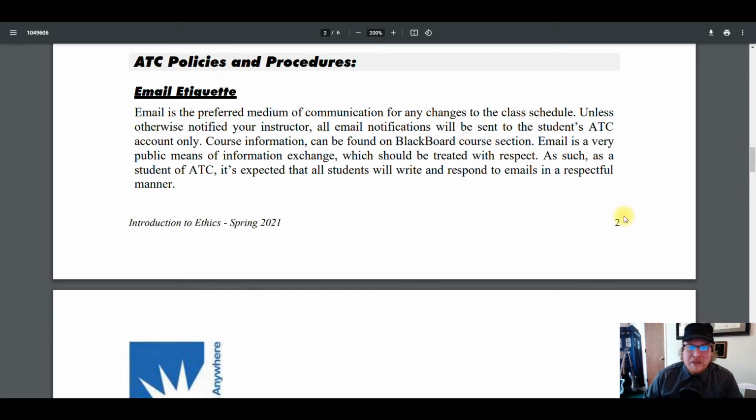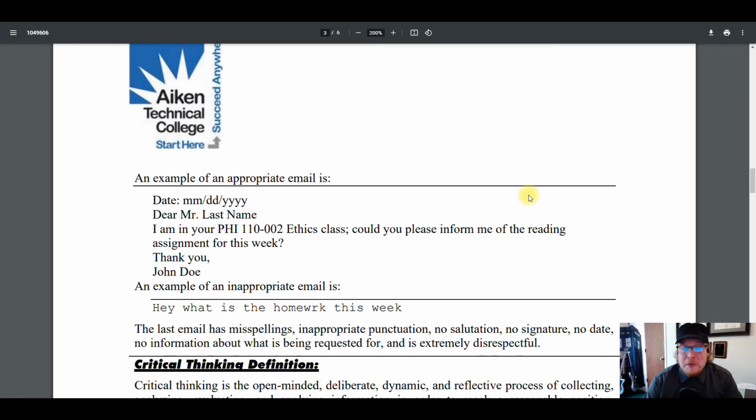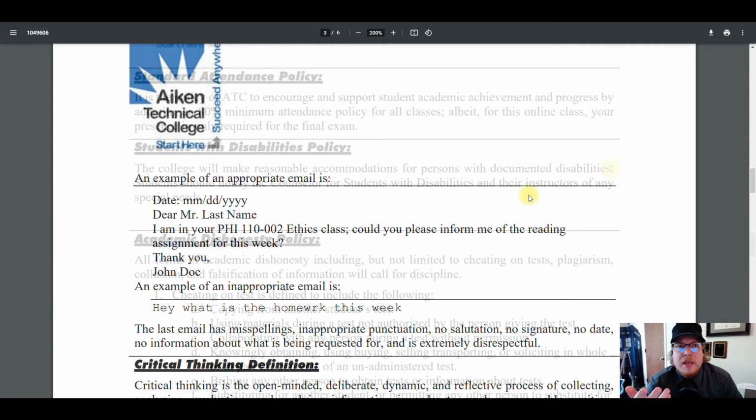Email etiquette. If you send me an email, and this is in the syllabus here, I'm not going to go into this too much. The particulars are in here. Just make sure you identify who you are and what class you're in. Because I have more than one class, and sometimes people will be like, why is my grade this? And you'll be writing from a personal email where I have no idea who you are. So make sure you identify yourself. Hey, it's me, Tom Burris. I'm in your ethics class. When's this assignment due again? Or what exactly are we supposed to do here? Just communicate effectively if we're talking via email.